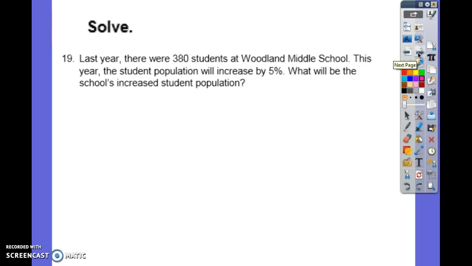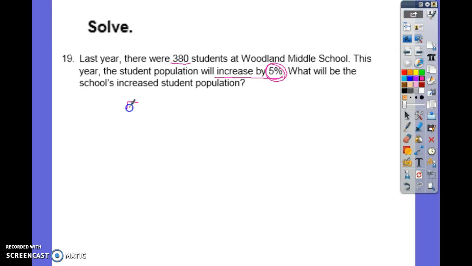Now let's look at number 19. You're going to solve. Last year there were 380 students at Woodland Middle School. This year the student population will increase by 5%. What will be the school's increased student population? Since we see that we have a percent in the problem, we know we're going to need to use that to find 5% of 380 students.